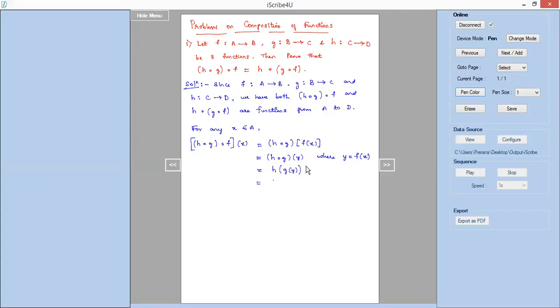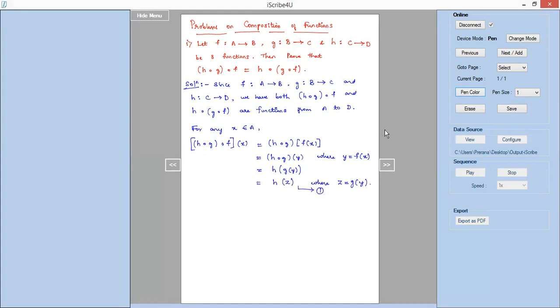And this can be written as h of, say, function z, where we have assumed z is equal to g of y. So we have arrived at the LHS part, that is ((h∘g)∘f) of x is h of z. Let us call this equation 1.